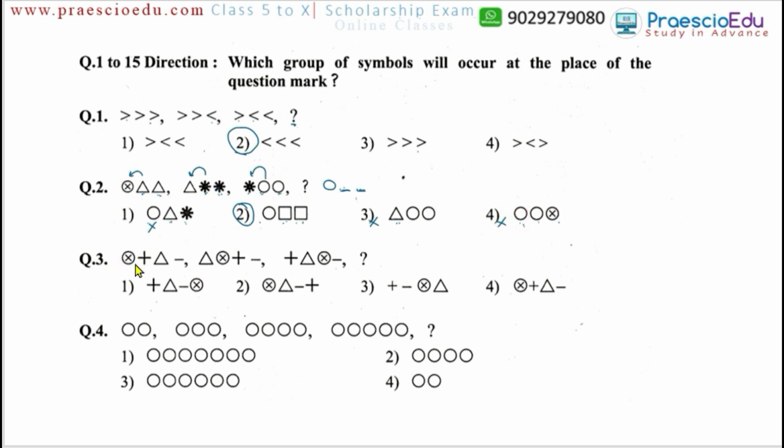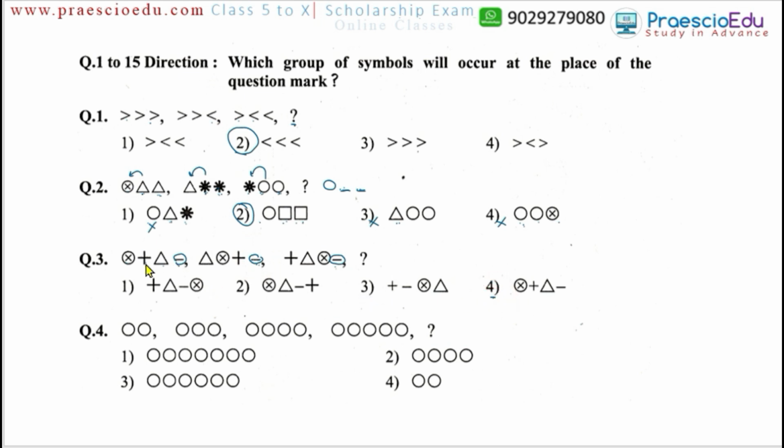Now question number 3. There is a circle with a cross inside, then a positive sign, then a triangle and a minus sign. After this, in the next term the minus sign is kept as it is at the rightmost place, here also and here also, so we can say the negative sign is fixed. It is maintained in option number 4 only.